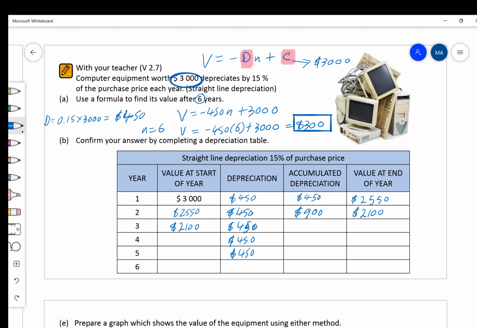What I'd like you to do now is pause the video, complete this table, and then come back and check with me to see if you get the right table. We should be getting $300 as our final answer here. That's what you're really shooting for. Okay, go ahead, then I'll show you.